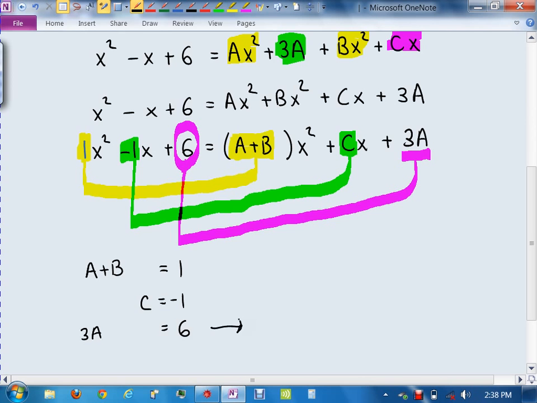So this one implies that A is 2. This one obviously is saying C is -1. And then this one, since I know what A is, 2 plus B equals 1. So that means B is -1. So you didn't need to throw this into your calculator.